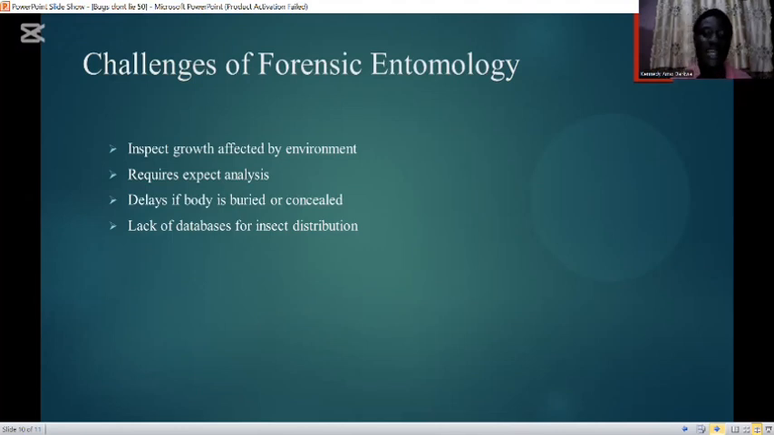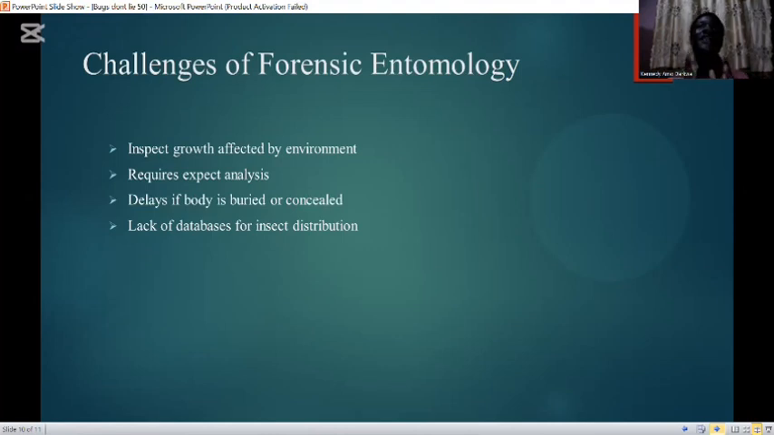In cases where the body is buried or concealed, insect colonization can be delayed. Additionally, there is a lack of comprehensive insect distribution databases in tropical regions, making it hard to generalize findings. So we can't generalize findings because some regions across the world lack insect databases.